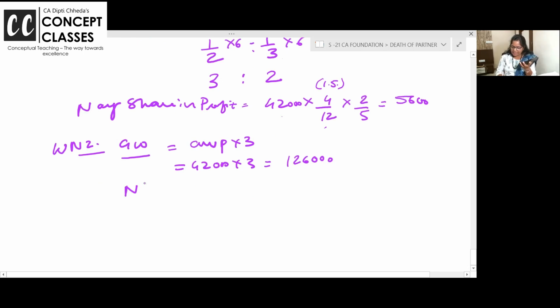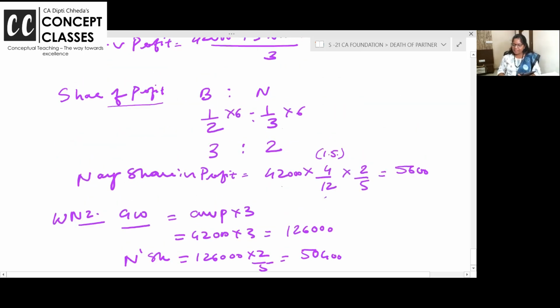In that, N's share. 126 into 2 by 5. 50,400. And this time only 2 partners are there. So no gaining, sacrificing. Give him his share. Obviously the other partner will give.